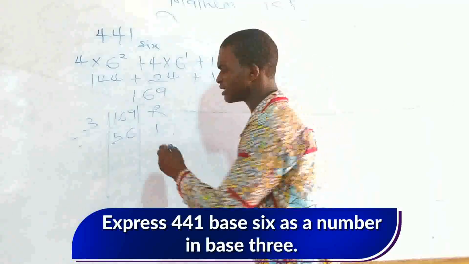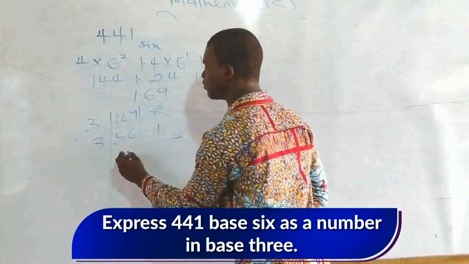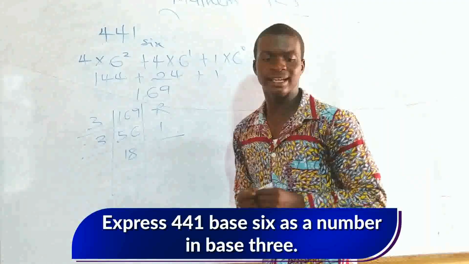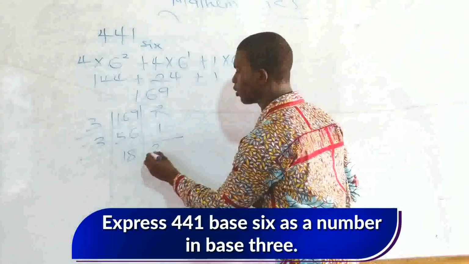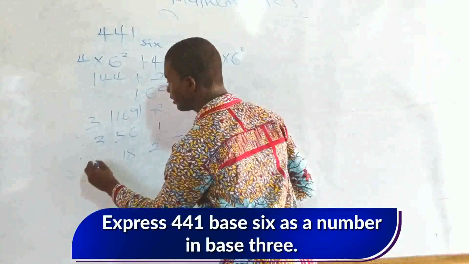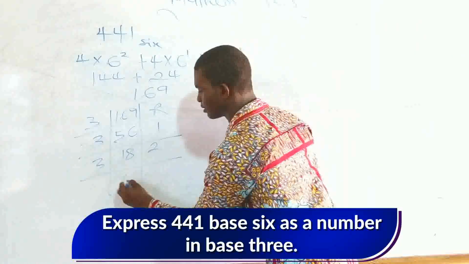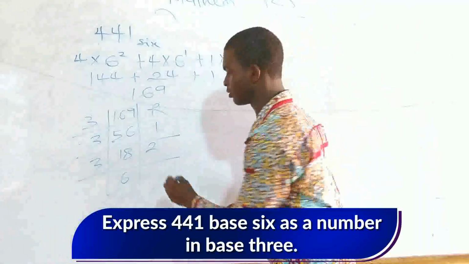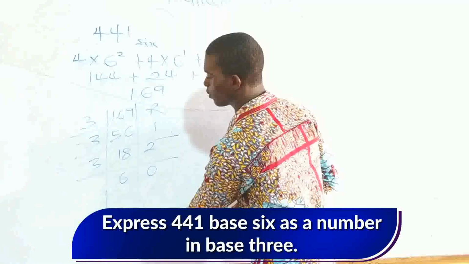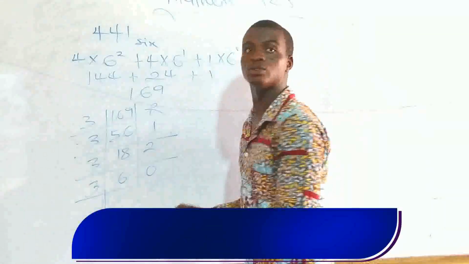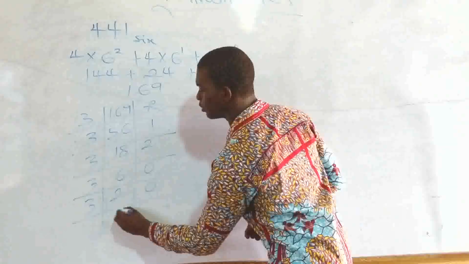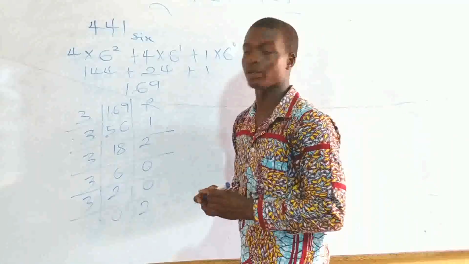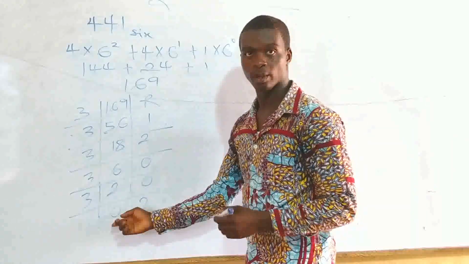3 goes into 56 18 times. And 18 times 3 will give you 54, giving you a remainder of 2. Again, 3 goes into 18 6 times. That is, 6 times 3 will give you 18. Remainder 0. Now we have 3 going into 6 2 times. Remainder 0 again. And then our last one, 3 goes into 2 0 times, remainder 2. I told you when you have 0 in the middle part, then work is over.